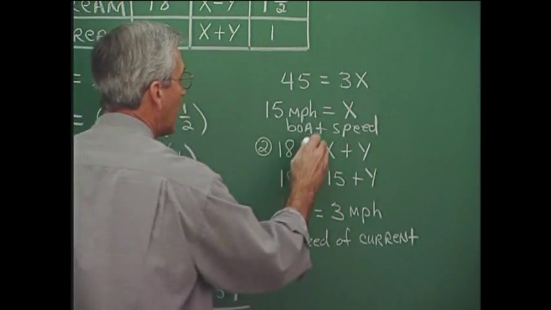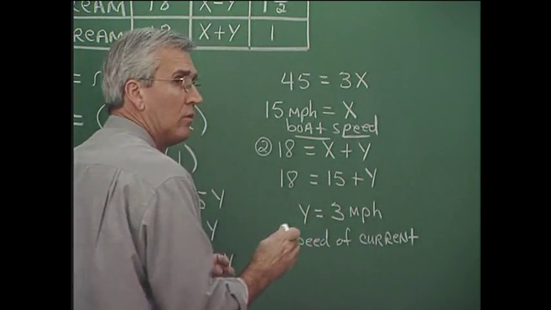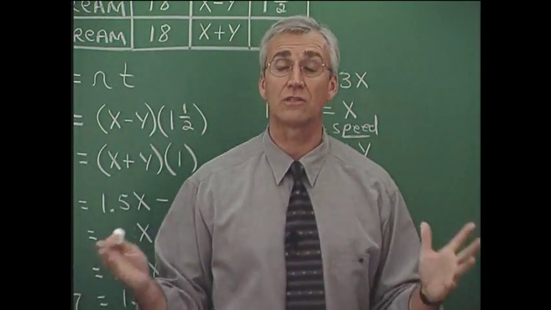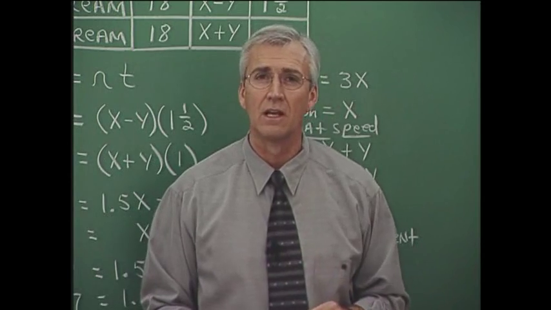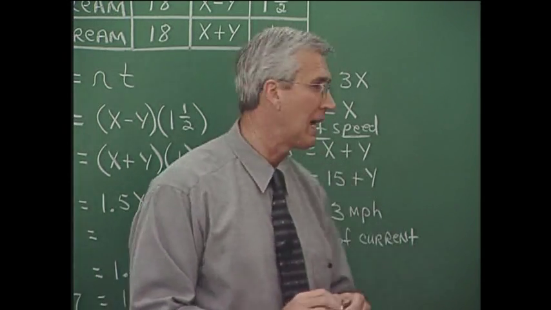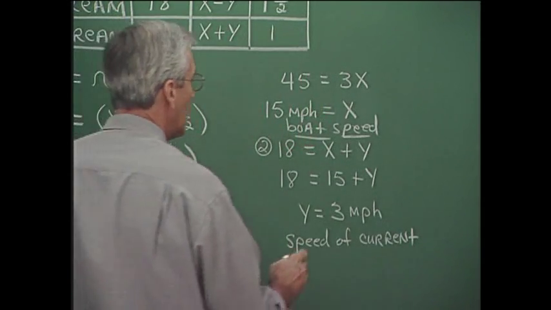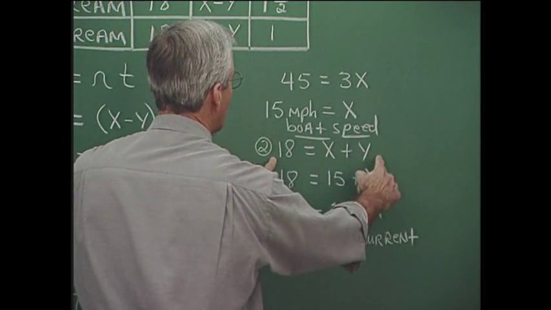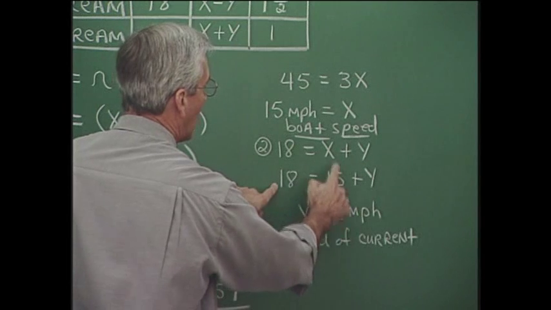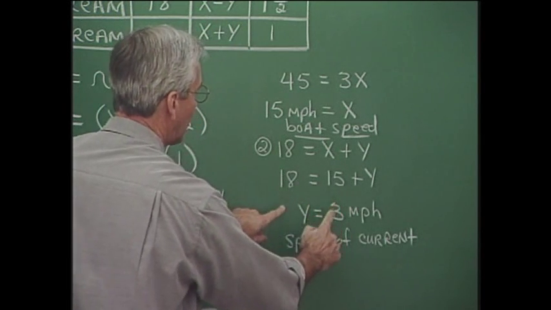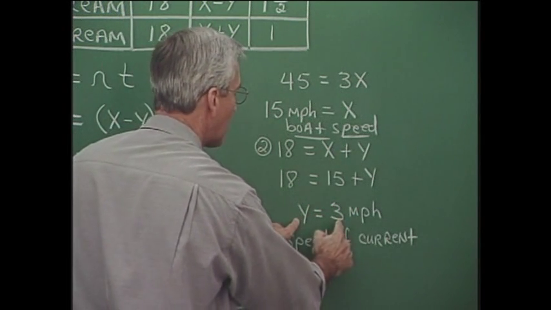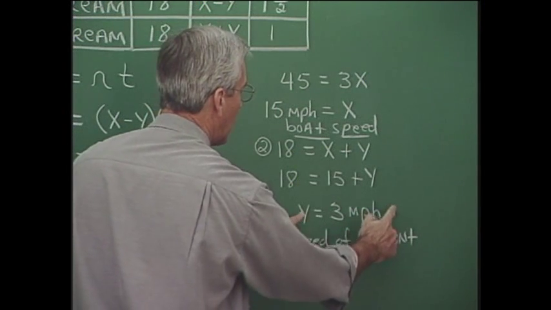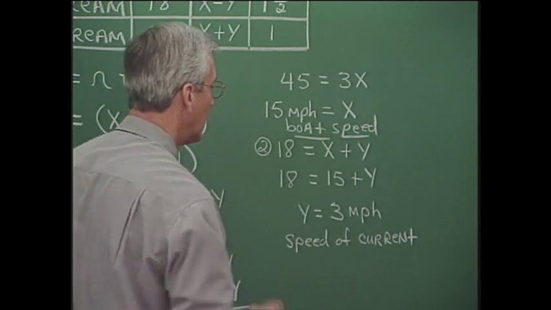Is that what we are looking for in the problem? No! We weren't looking for the boat speed. It didn't ask us for the boat speed, it asked for the current speed. But we can easily find that value by using one of the original equations, and this is the easier one, I think, and put in this information for x. So we replace x with 15, subtract 15 on both sides, we find y to be 3, and that's 3 miles per hour, and that stood for the speed of the current.